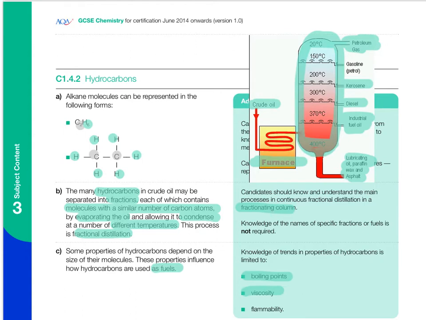In terms of the boiling points, if it's smaller, it's going to have a much lower boiling point. In terms of the viscosity, if it is smaller, it's going to be much runnier. We say it's not very viscous. If it's a bigger molecule, we'll say it has high viscosity, so it'll be quite sticky, almost something like syrup in terms of its texture. And the flammability: the smaller they are, the more flammable they are, the more likely they are to set on fire. So the small ones at the top have low boiling points, low viscosity, and high flammability, whereas the larger molecules at the bottom have higher boiling points, higher viscosity, and lower flammability.